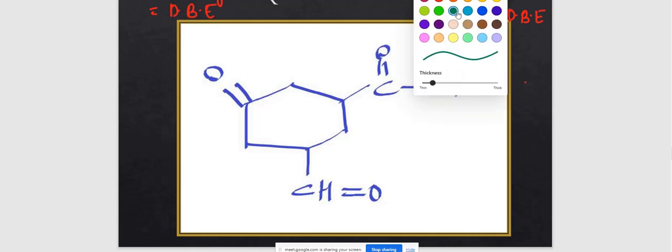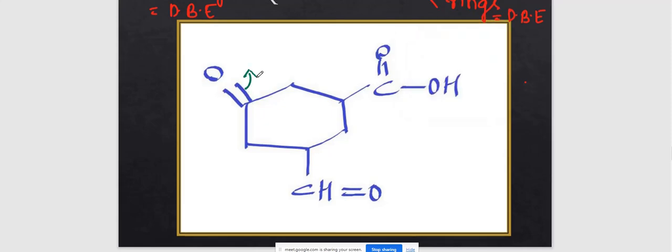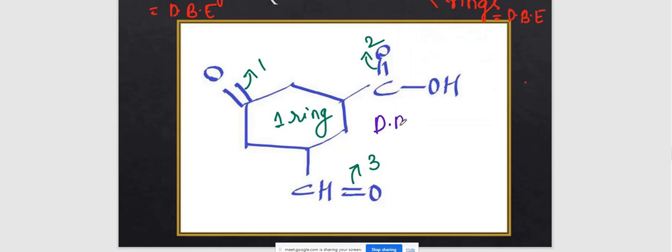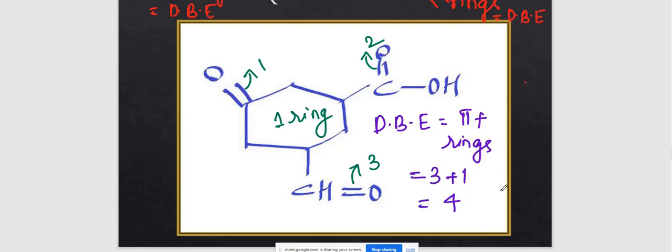If you see one pi bond, two pi bonds, three pi bonds, and this is one ring. So 4 totally. So if you take DBE here, it is the number of pi bonds plus the number of rings. Pi bonds are 3 and rings is 1. So what is the total degree of unsaturation now? 4. Clear?